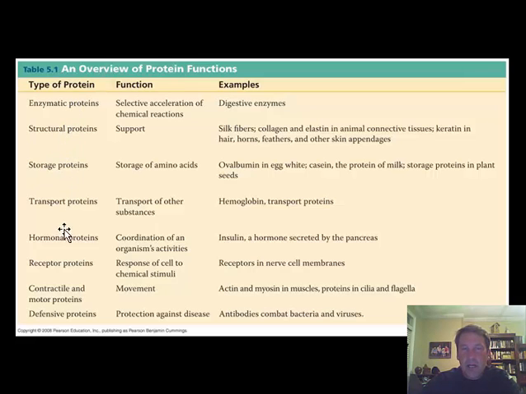Here's an example of various types of proteins and their functions and some examples of those. So a lot of structural proteins are found in the body to give support, like these examples of connective tissues in the human body, the hair and horns, feathers, skin appendages, things like that are made up of proteins. Also, enzymes, we'll look at enzymes in a minute, storage proteins, transport proteins, hormones are proteins. And then we have defense proteins. So there's a lot of different functions that proteins have in our body.